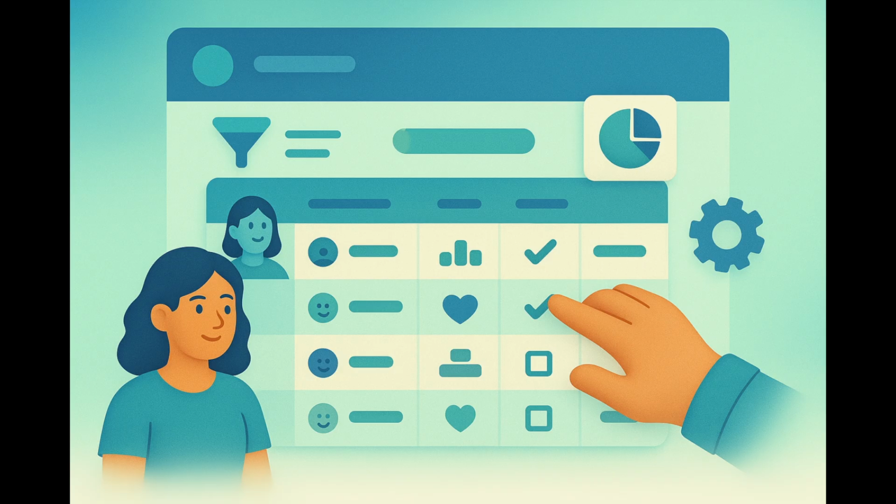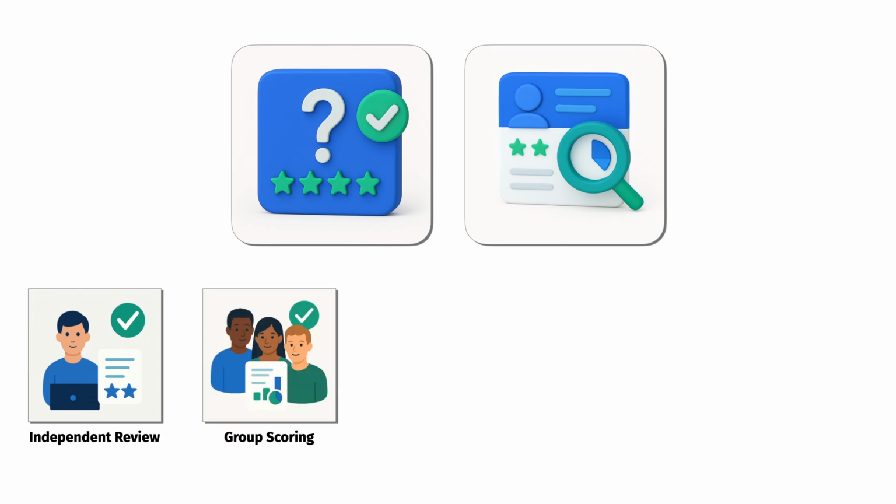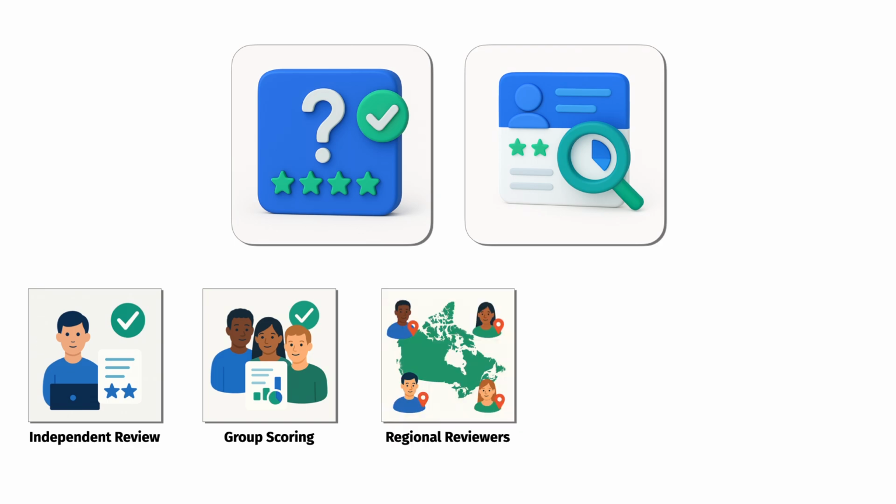Every organization reviews differently. Do Some Good Advanced adapts to fit your review process no matter how simple or complex. Here are some common scenarios that may sound familiar. Independent review, where each reviewer scores their own assigned submissions. Group scoring, where multiple reviewers evaluate the same submissions. Regional reviewers, where reviewers are assigned based on geography or program area.